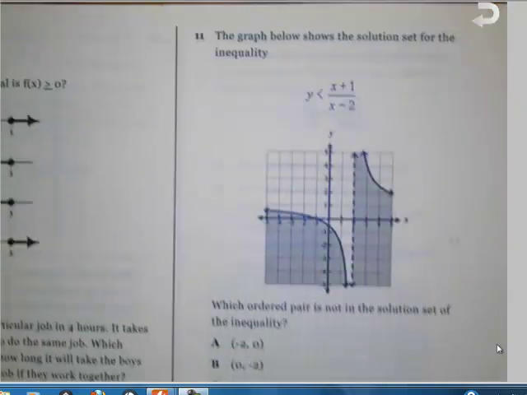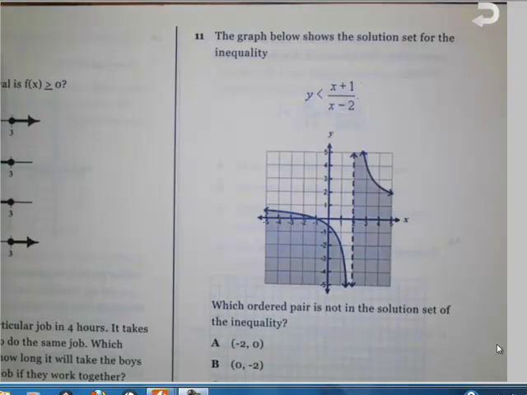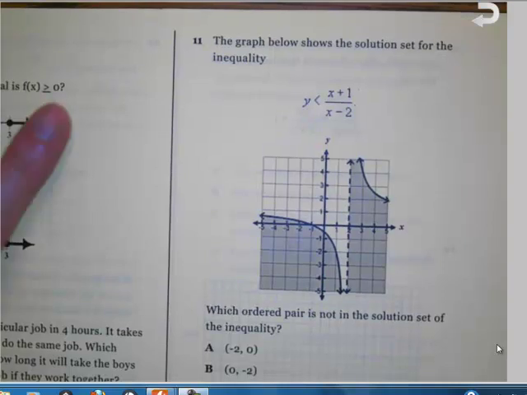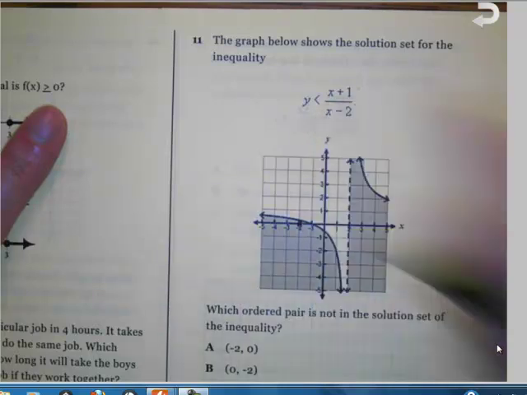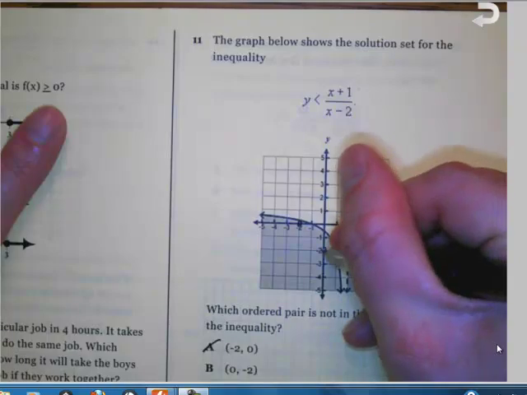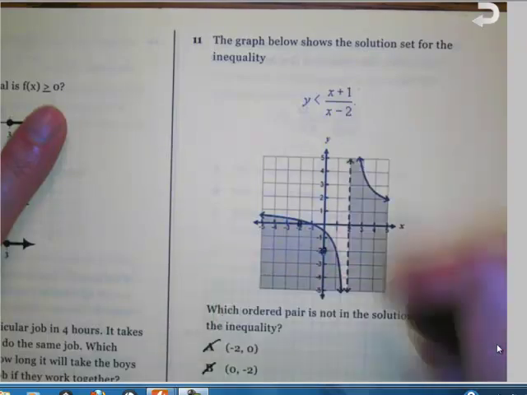Number 11, I don't want to say it was an insult to your intelligence, but it was. Which ordered pair is not in the solution set of the inequality? Well, what you do is you just plot the points and figure out if it's in the shaded region or not. So you first go to negative 2, 0. Well, negative 2, 0 is clearly in the shaded region, so that one's out. Same with 0, negative 2. Same with 0, negative 1.